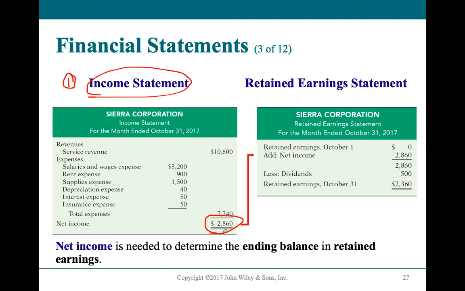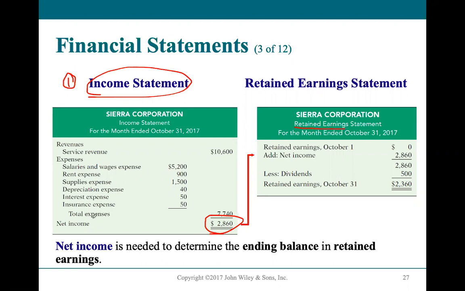Well, if you made that type of a profit, what do you want to do with it? Just grab it and go? No, most companies want to retain the profit in the company so they can invest it in new assets to make more revenue, to sell more stuff. And so the idea of that is what we call retained earnings.